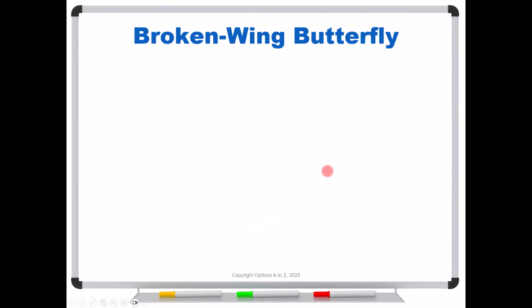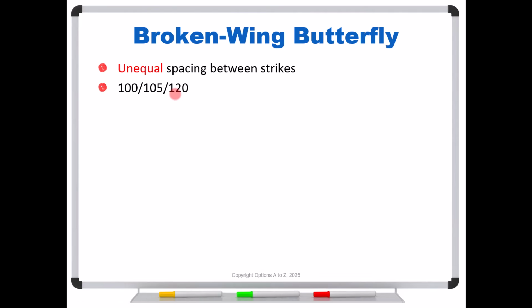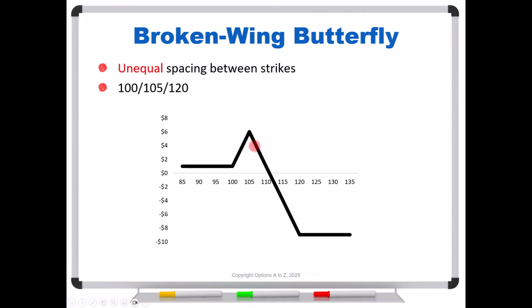So the broken wing butterfly is the same idea, but we have unequal spacing between the strikes. So let's say you have the 100, 105, 120. See, now I've got a 5-point difference between the first two, but a 15-point difference between the second two. If this were a standard butterfly, it might be the 100, 105, 110. But now I've skipped over a few strikes and gone to the 120. And what that's going to do is to make the right half of this graph sit much lower. Looks like a broken wing kind of sitting lower there on our stylized butterfly.